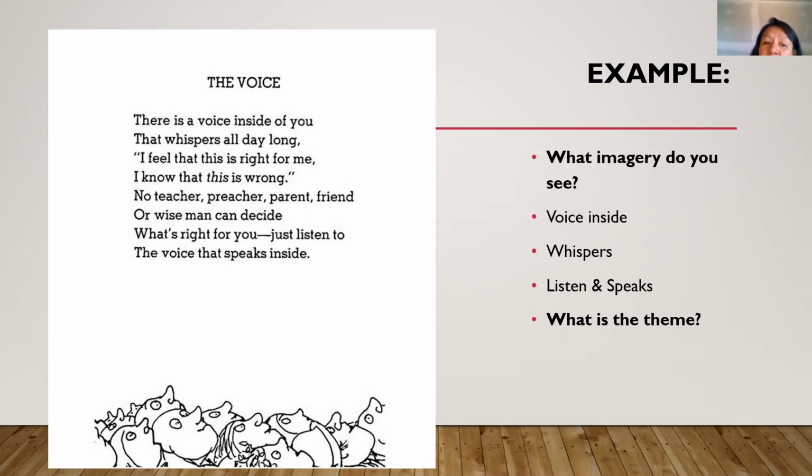And then it says, no teacher, preacher, parent, friend, or wise man can decide. He's saying nobody else can decide to make this decision for me. Nobody else can help me with this. And then it says, what's right for you, just listen to the voice that speaks inside. So he's saying that if he listens to himself, he will be able to get the answer that he needs. So one thing that I came up with is making good decisions. If you know right from wrong, you're able to make a good decision depending on what you know is right and wrong. And the other one is doing what is right.